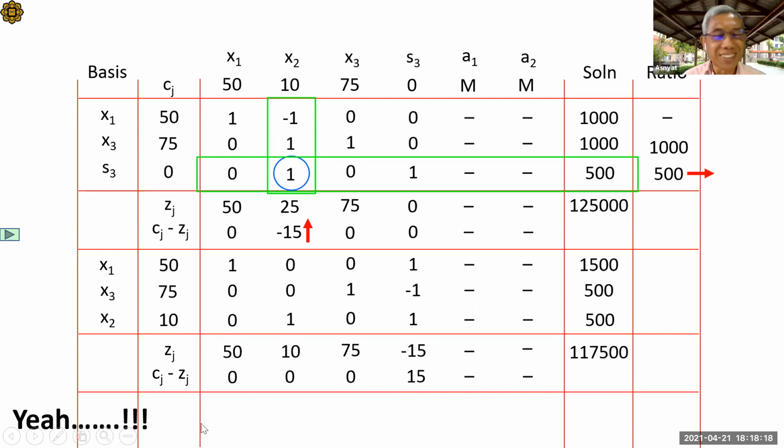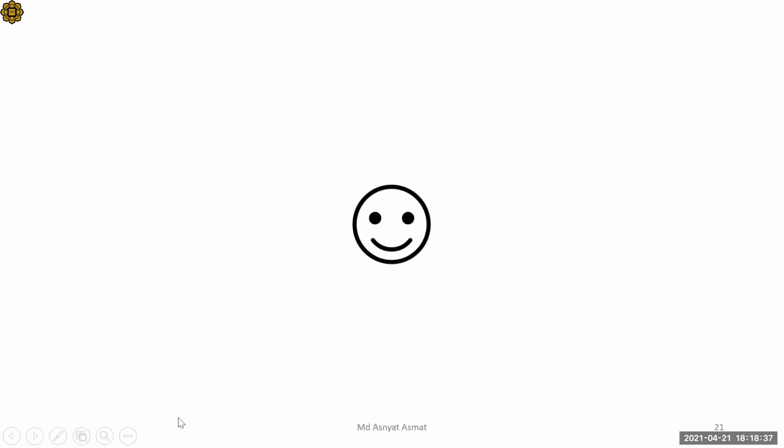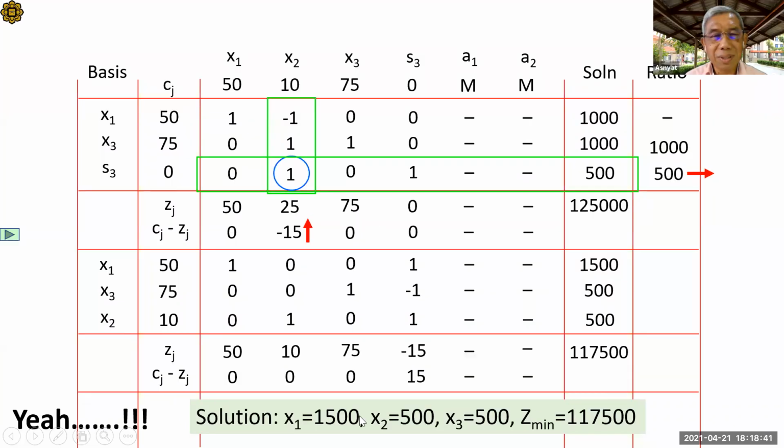So what's the solution? X1 is equal to 1500. X2 is 500. X3 is 500. Then Z minimum is 117,500. 117,500. Are we okay now? Minimization.